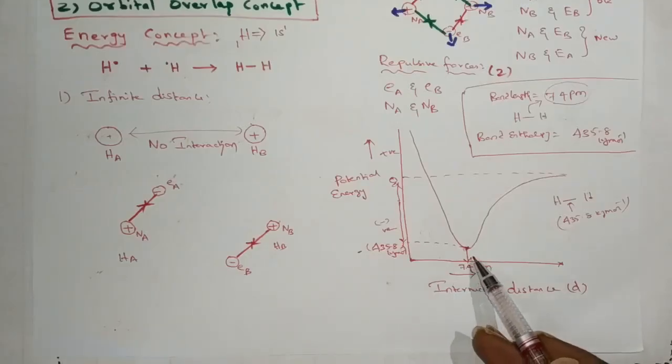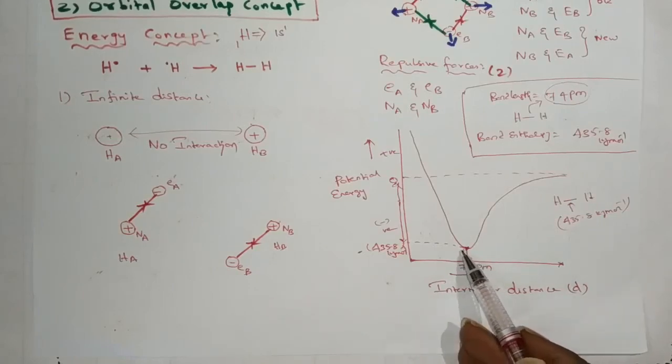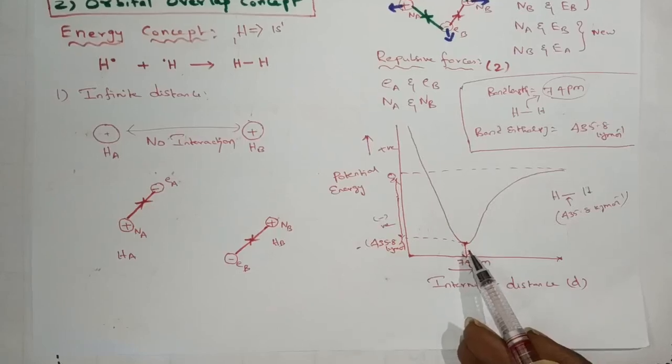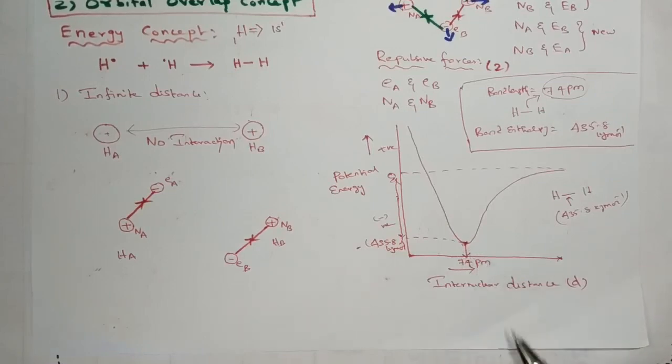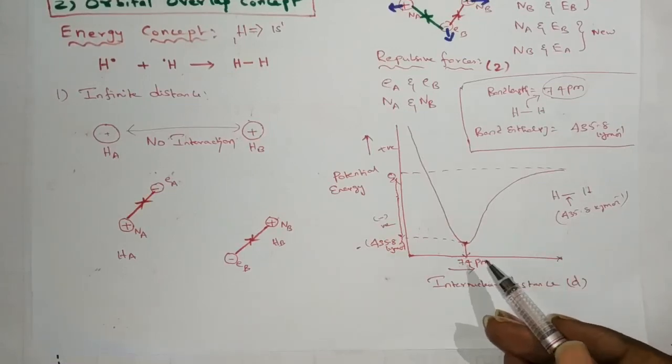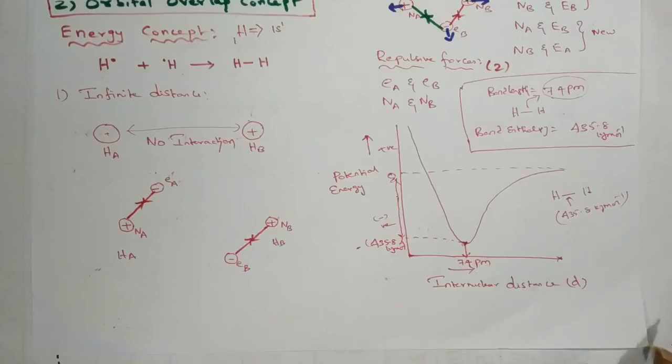So at this stage, the molecule is formed. That is, the system has attained a very minimum energy state. Minimum energy means maximum stability. Therefore, the molecule is formed. The stable molecule is formed at this state. Okay. What happens if we try to bring these two hydrogen atoms still closer?